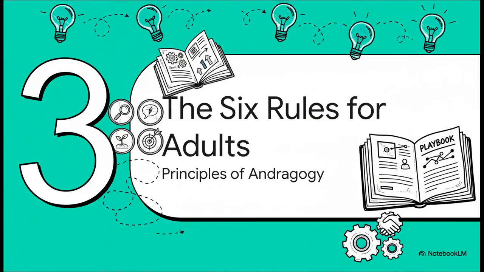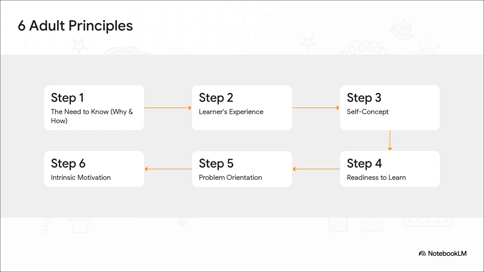So what does that even mean, guiding adults? What does it look like in the real world? Well, it all boils down to 6 core principles. You can basically think of this as the playbook for how to actually teach grown-ups effectively. All right, here they are, the 6 big principles of adult learning. We've got the need to know, the learner's experience, their self-concept, readiness to learn, a problem orientation, and finally, intrinsic motivation. This is the bedrock of andragogy, really.